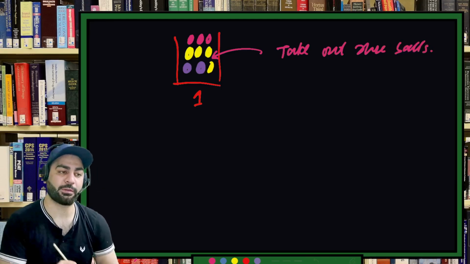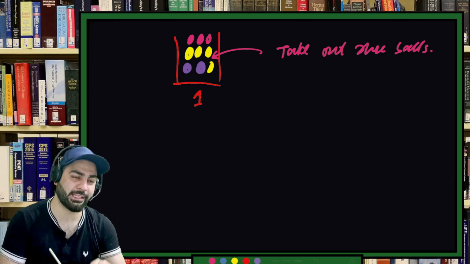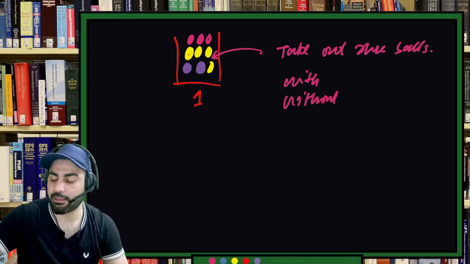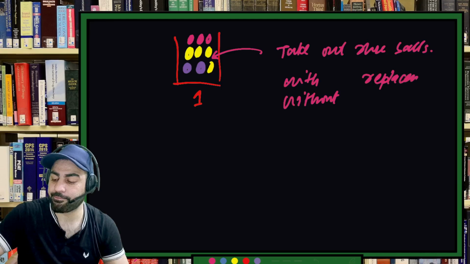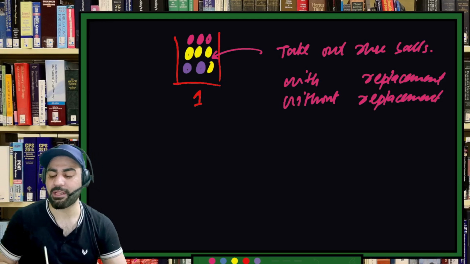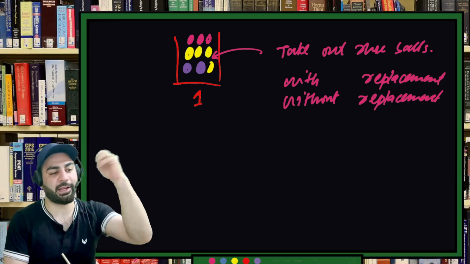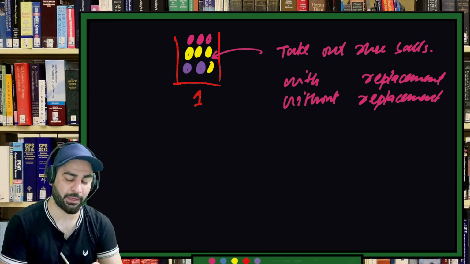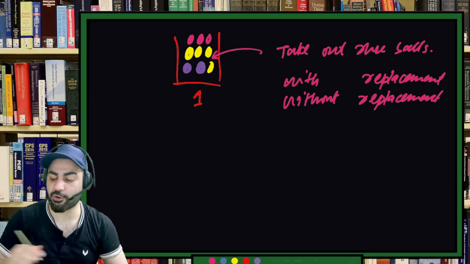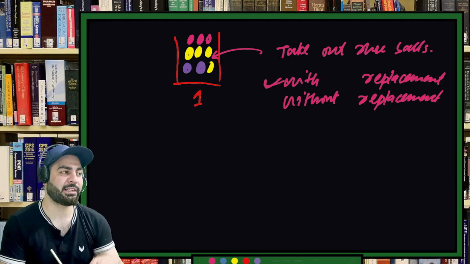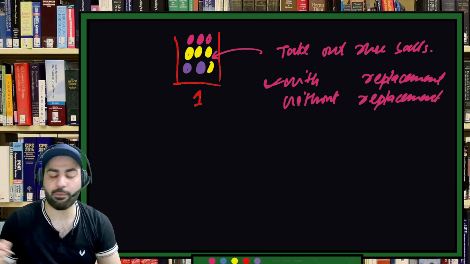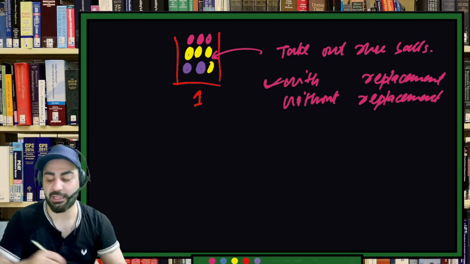You take out 3 balls from this, and there are now 2 cases: with replacement and without replacement. With replacement basically means you take one ball out, you just see which color it is, pinkish, yellow, or maybe purple, and then you drop it back into the jar. That's called with replacement. Without replacement is you take out the ball and you don't put it back into the jar.